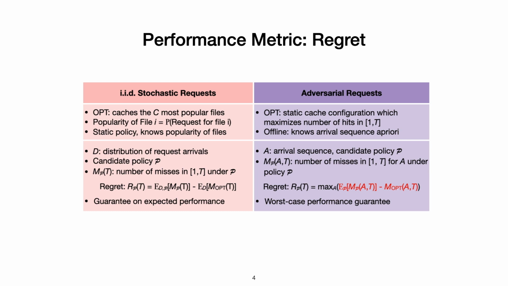In this work, our goal is to determine if there exist caching policies that have order optimal regret with respect to time for IID stochastic and adversarial arrivals, and therefore are robust in the nature of the arrival process.